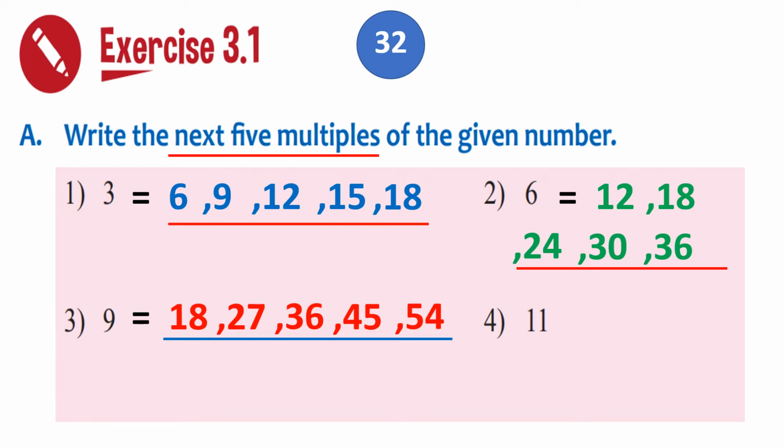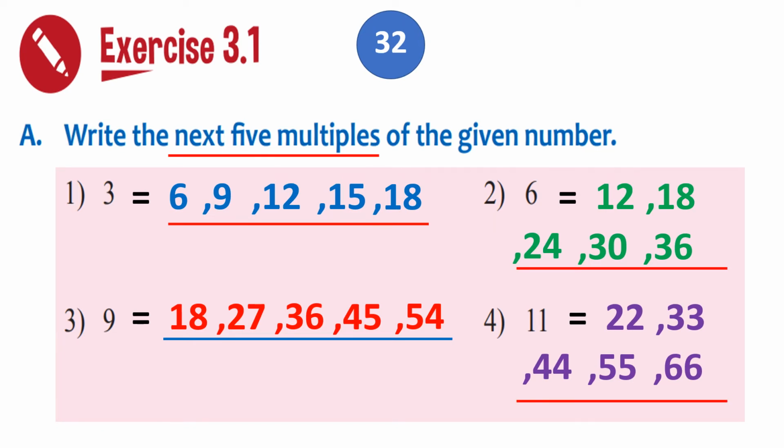Next is number 4. Find the next 5 multiples of 11. 11 times 2 is 22. 11 times 3 is 33. 11 times 4 is 44. 11 times 5 is 55. And 11 times 6 is 66. 22, 33, 44, 55, and 66 are the next 5 multiples of 11. This is your answer.